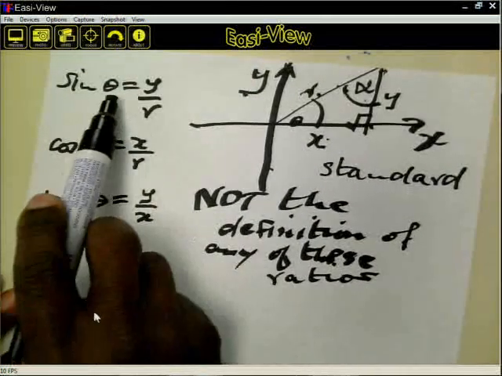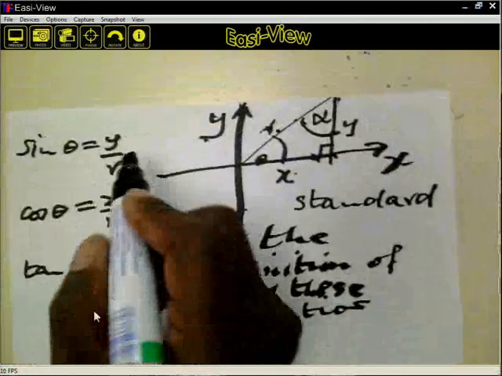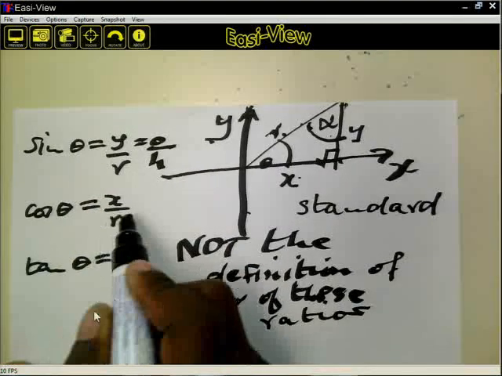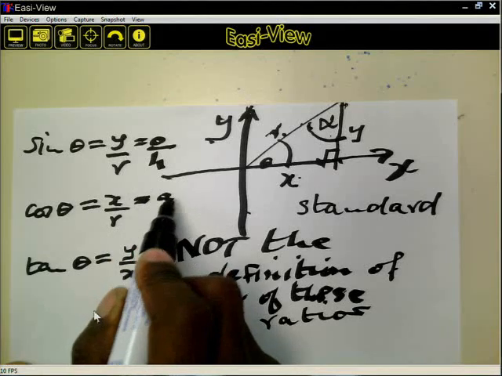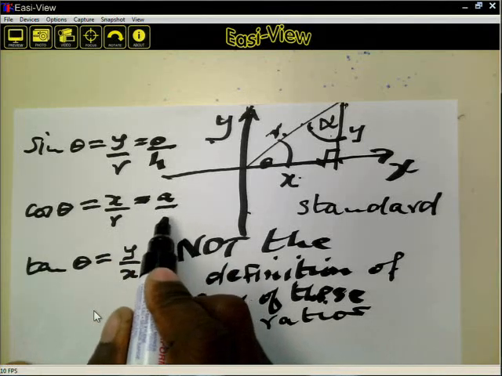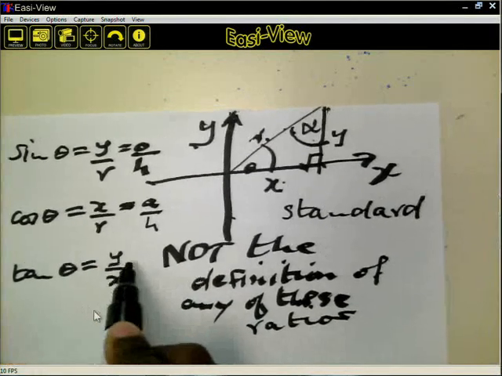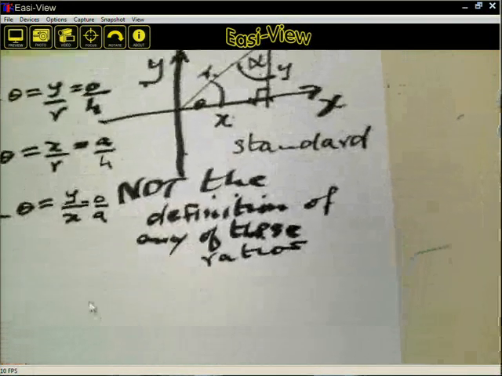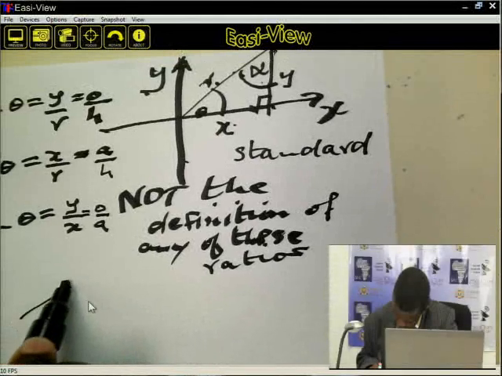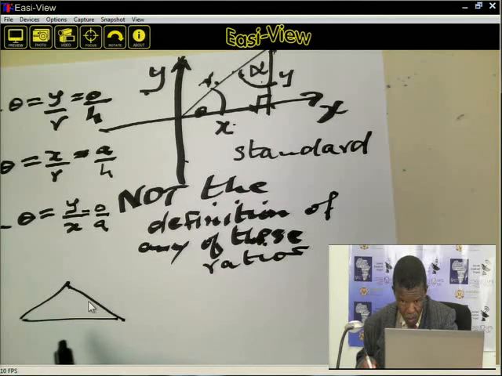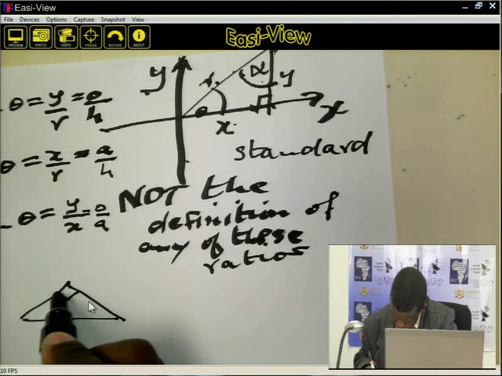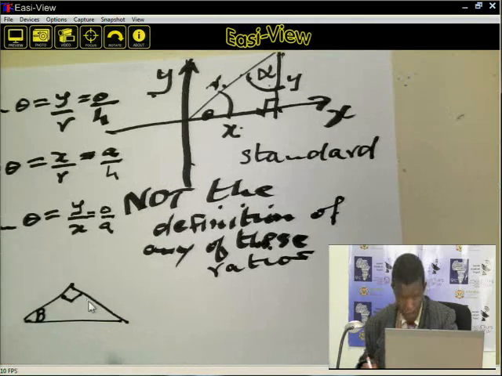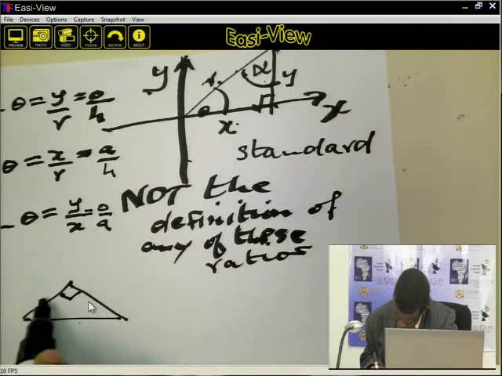The definition of these is what you know: sine is opposite over hypotenuse, cosine is adjacent over hypotenuse, and tangent is opposite over adjacent. Now it will not make any difference even if your triangle is facing this way. That will not make any difference. If your beta is here, then your cos is not this over that.